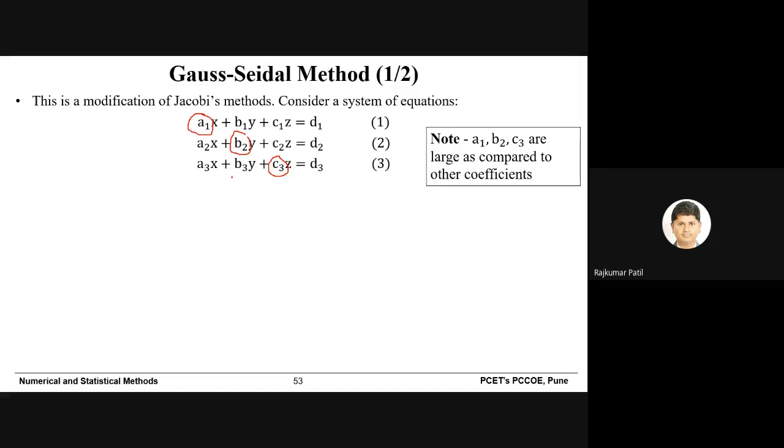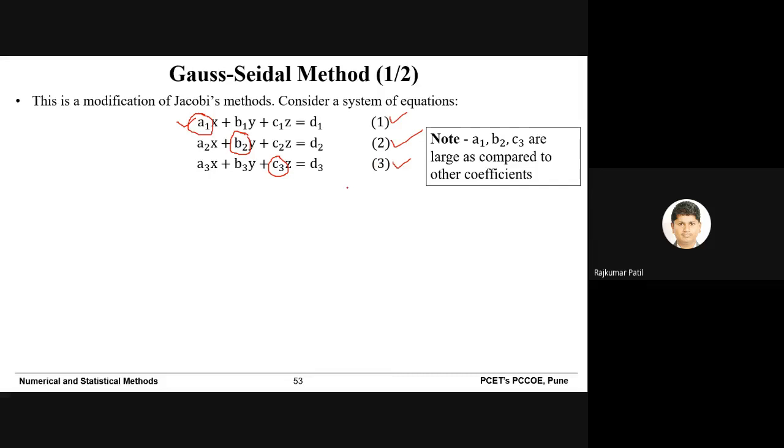Check the equations, and the equation in which the coefficient of x is greater than the coefficients of y and z will be your equation number 1. The equation in which b2 is greater than a2 and c2 will be equation number 2. And similarly, c3 will be greater than a3 and b3. So you need to interchange the equations and number them accordingly.